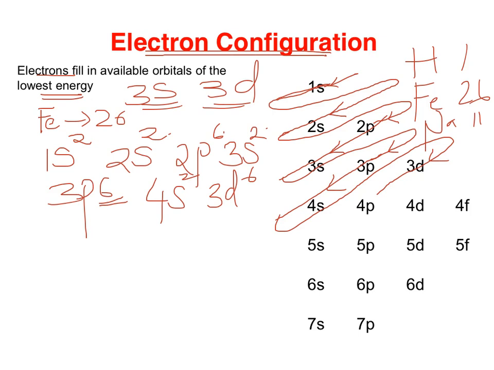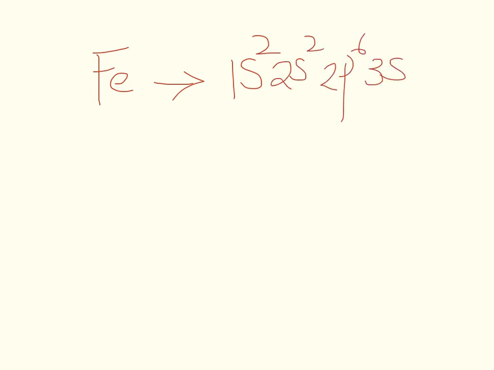So the electronic configuration of iron is 1s2, 2s2, 2p6, 3s2, 3p6, 4s2, 3d6.